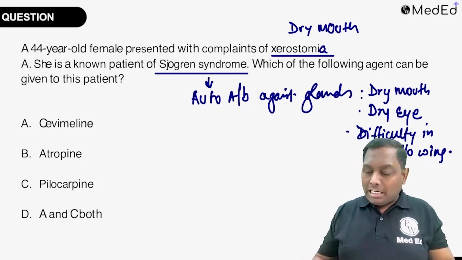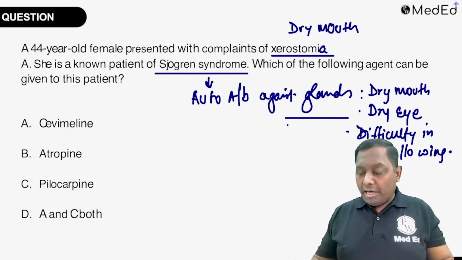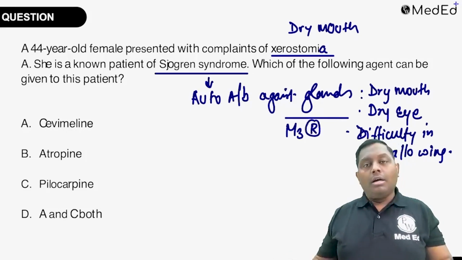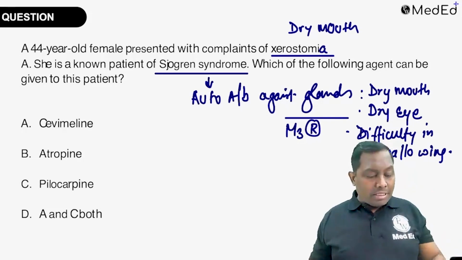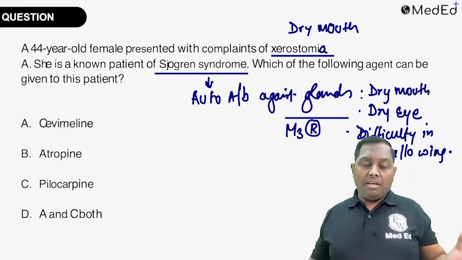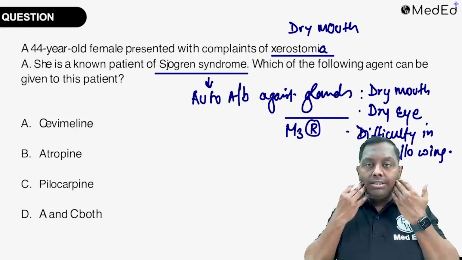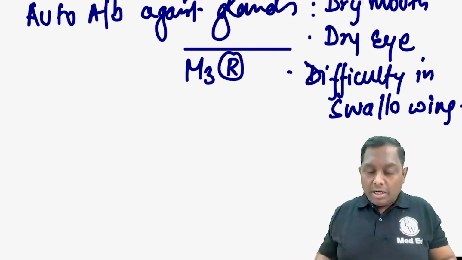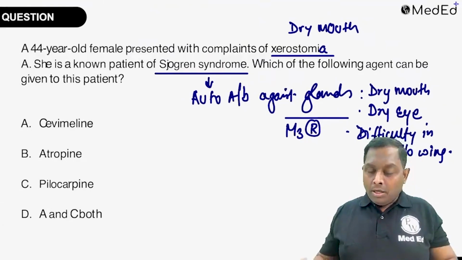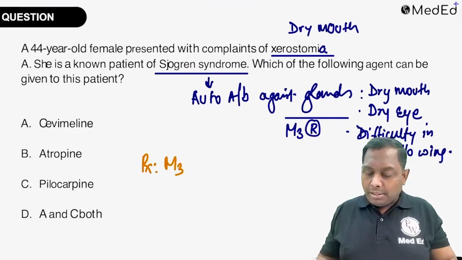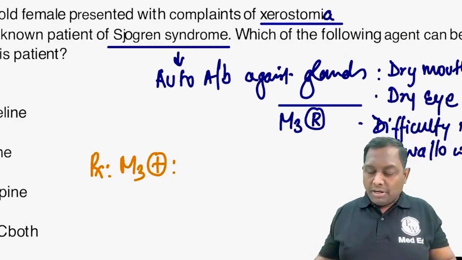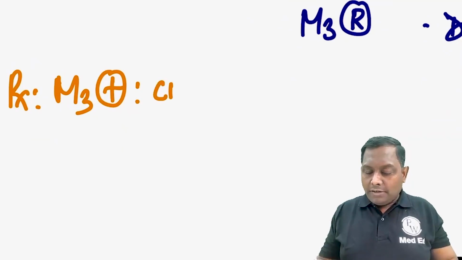Autoantibody against the glands. Now which receptor is present on the glands? We have M3 receptor on the glands. Now if there is an autoantibody present against this gland, they will not allow the secretion. If there is no secretion, the patient will definitely have difficulty in swallowing, as saliva is not there. So in that scenario, for the management we should give an M3 receptor agonist. The very selective specific M3 receptor agonist that we have is cevimeline.